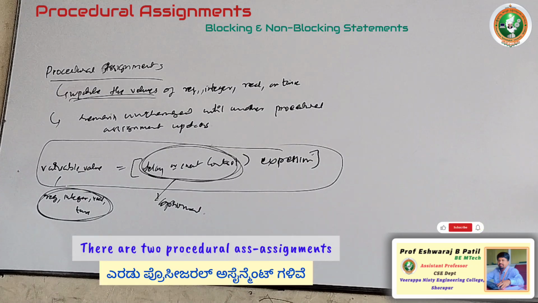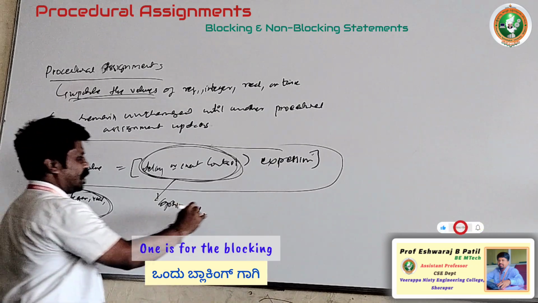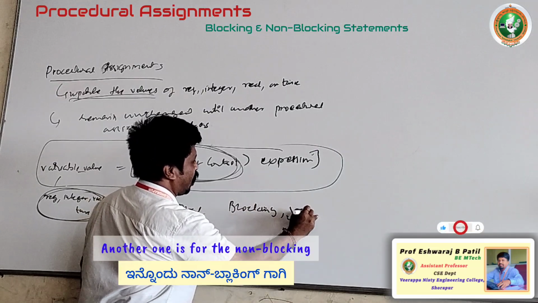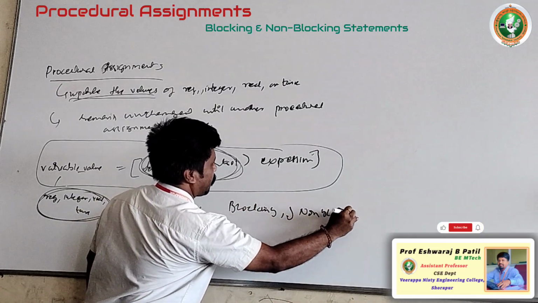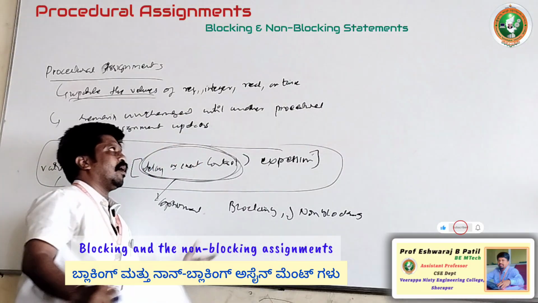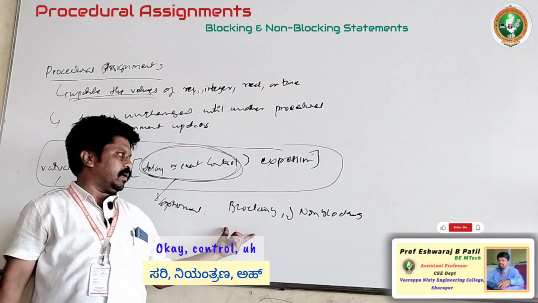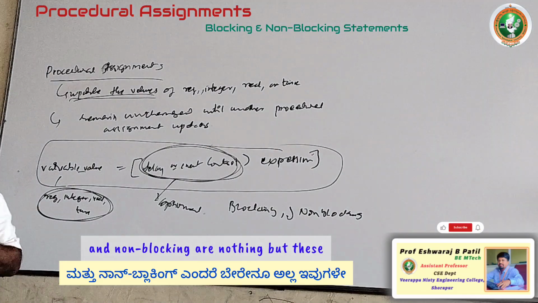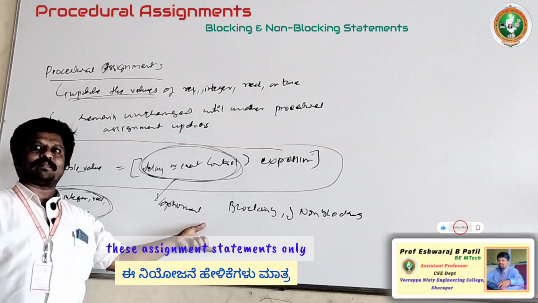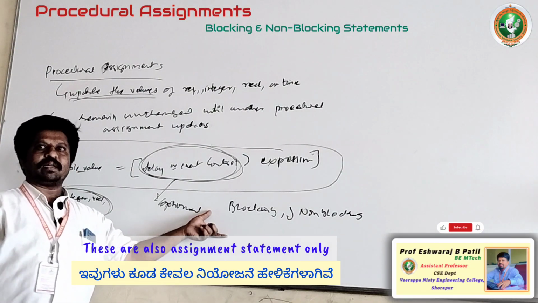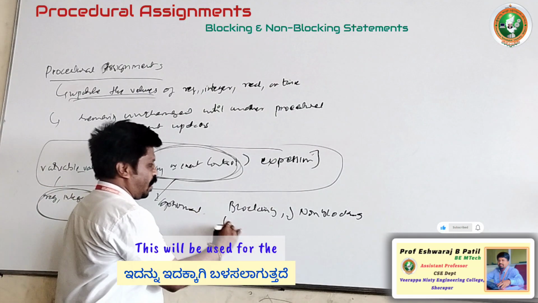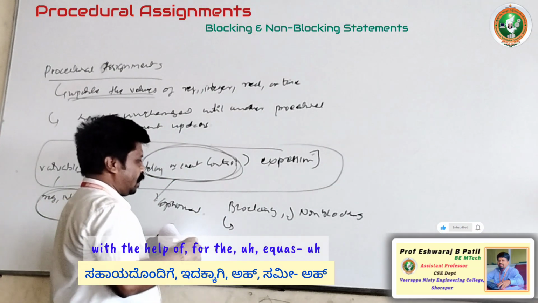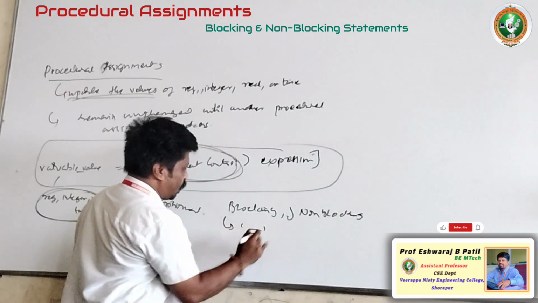There are two procedural assignments: one is blocking, another one is non-blocking. Blocking and non-blocking assignments are nothing but assignment statements only. These are used with the help of an equation.